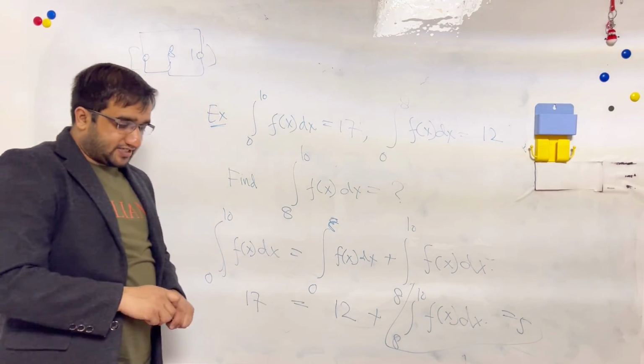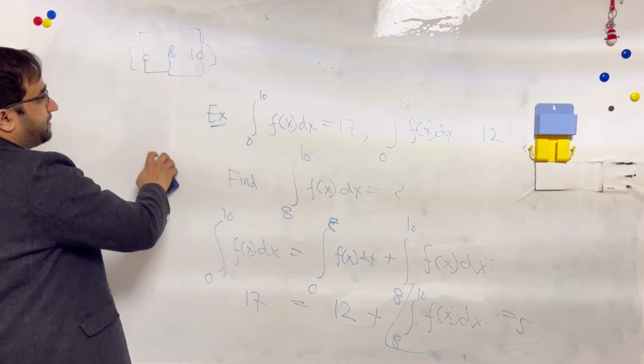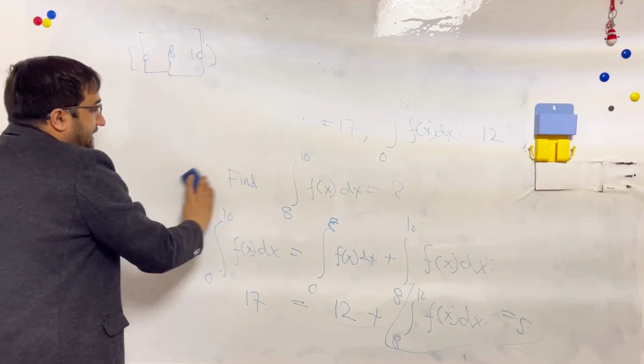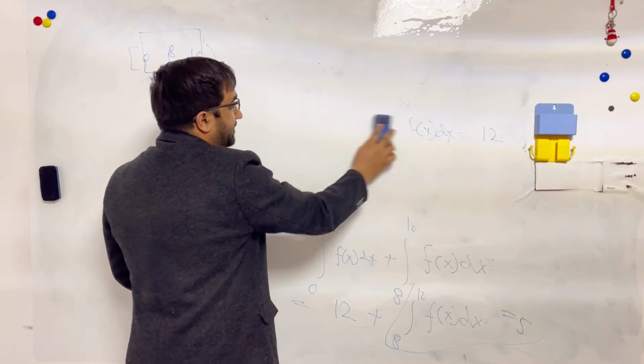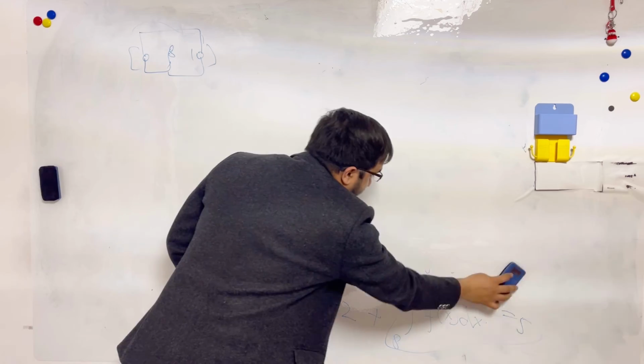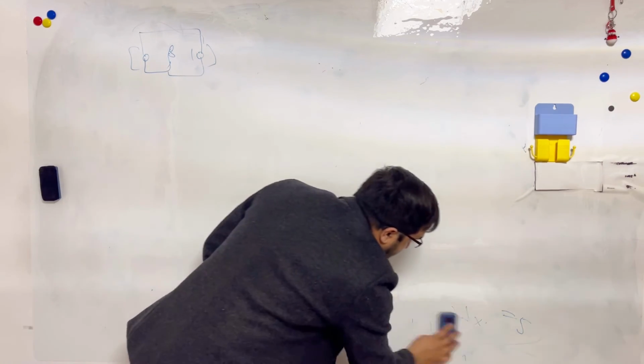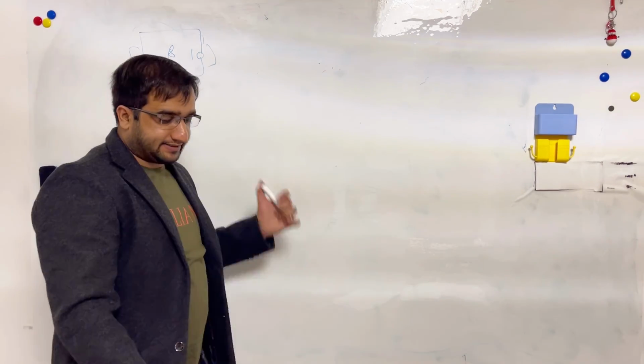So you can always build a relationship for the integrals if the numbers are in between the final endpoints. Whatever is the middle number, the middle point, you can link them together like this.